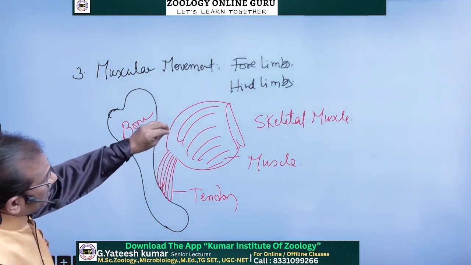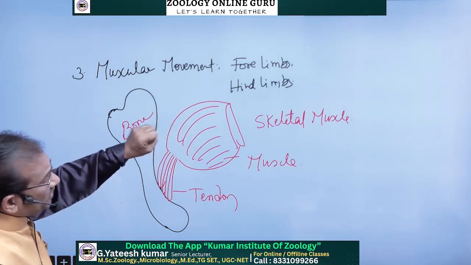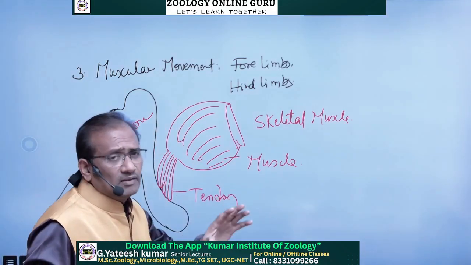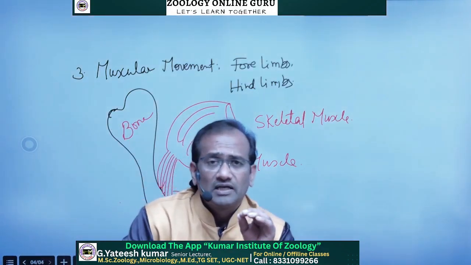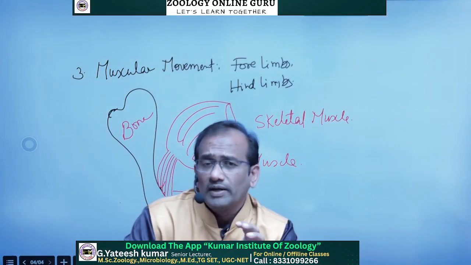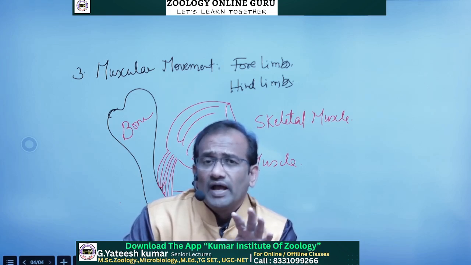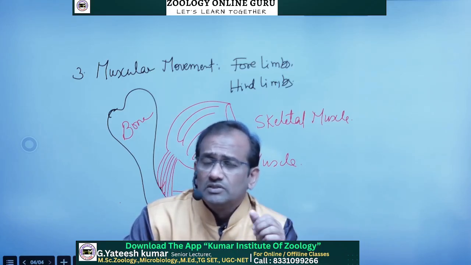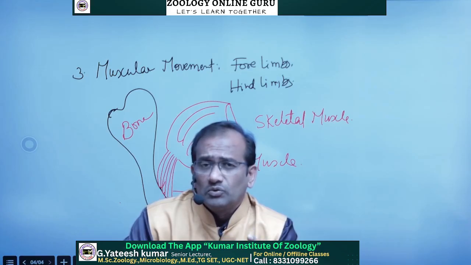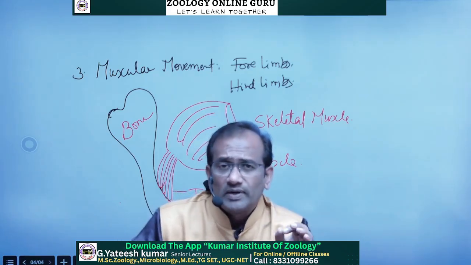Now in our body, skeletal muscles are more in number, and these skeletal muscles are responsible for the movement of the body parts, forelimbs, hind limbs, and other body parts attached to the bones. These parts move because of the skeletal muscles. So in today's class, we discuss only the ultrastructure of striated muscle.